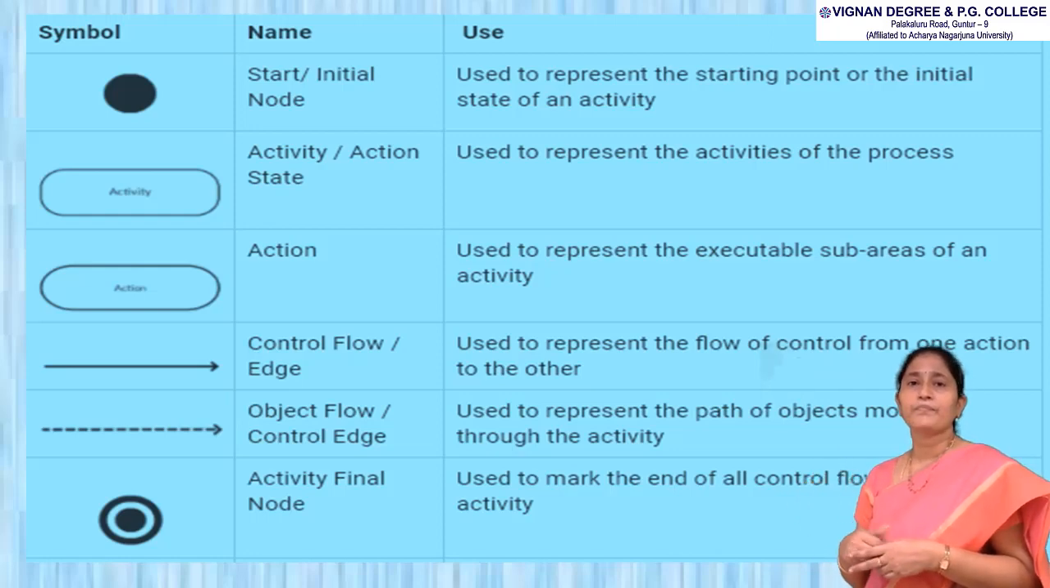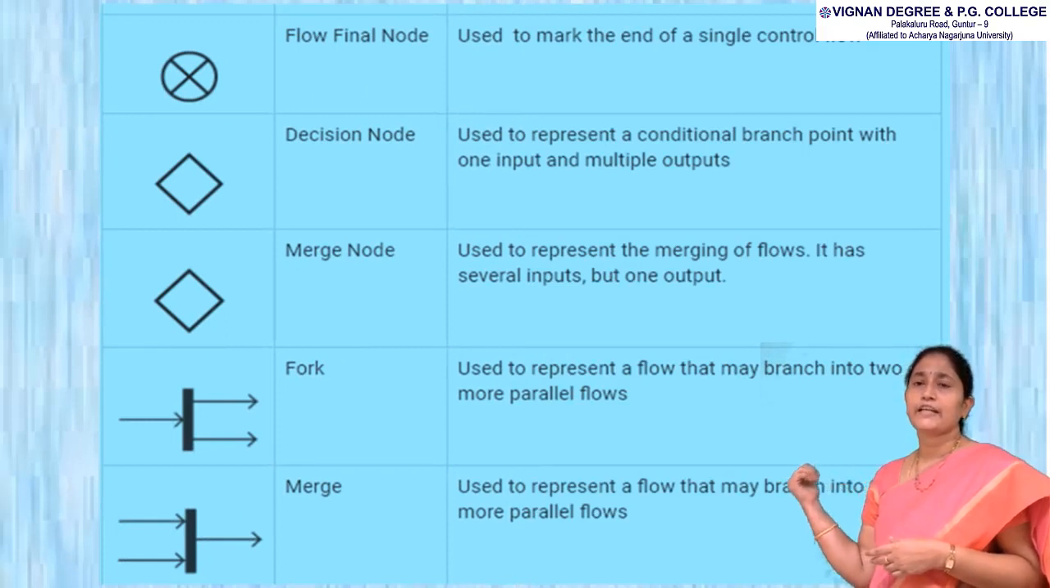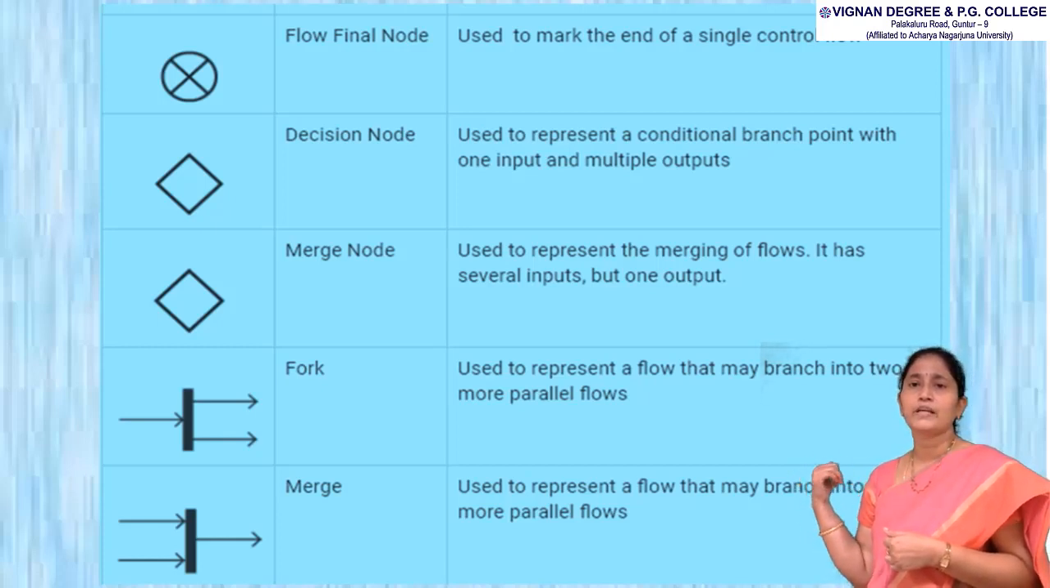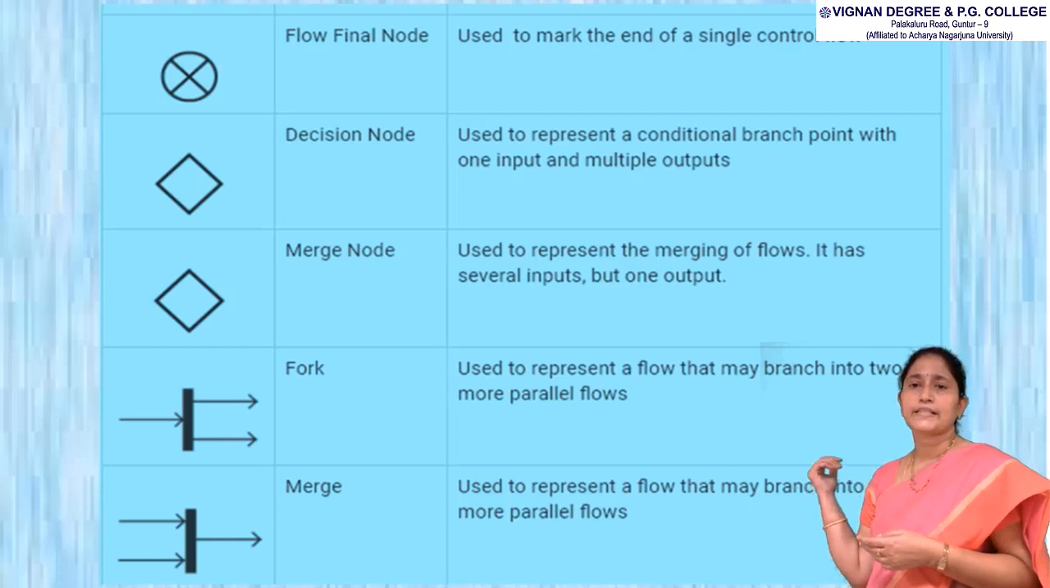And the next symbol is a flow final node. This symbol is used to mark the end of a single control flow. And next one is a decision node, used to represent the conditional branch point with one input and multiple outputs. And next one is a merge node. It is used to merge the flows. It has several inputs but only one output.